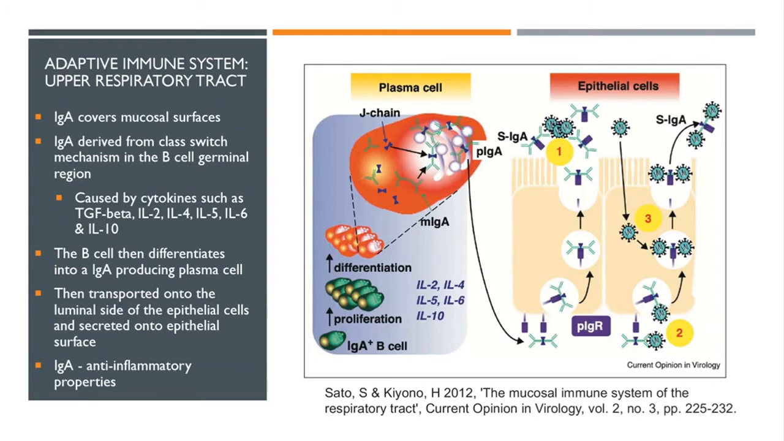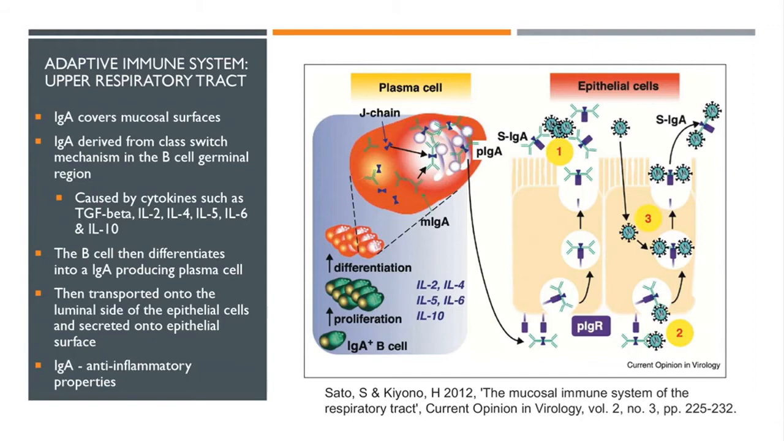Local antibody secretion occurs throughout the upper respiratory tract. In this region, IgA is the predominant antibody covering mucosal surfaces. This form of antibody is derived following a class switch mechanism brought about in the B-cell germinal region of mucosa-associated lymphatic tissue by IgA-associated cytokines consisting of those listed on the slide.